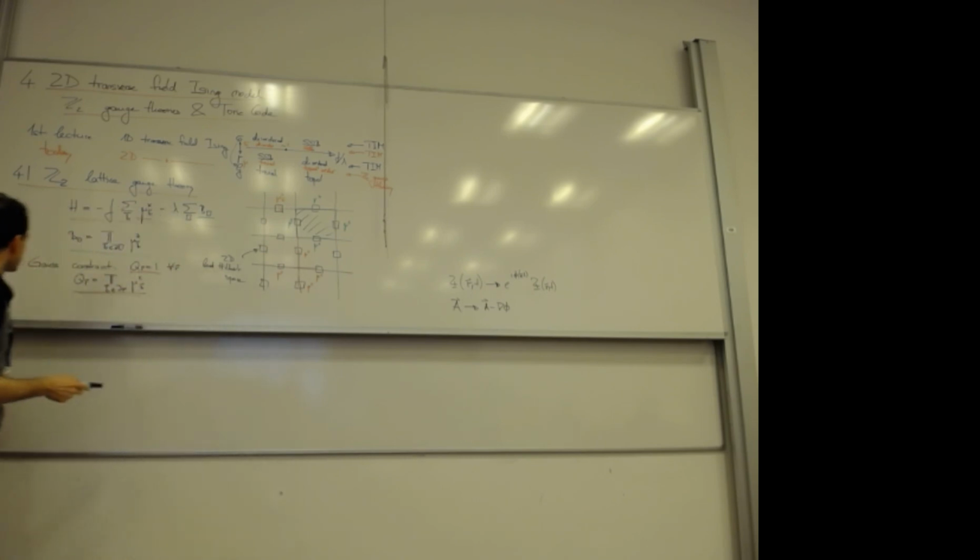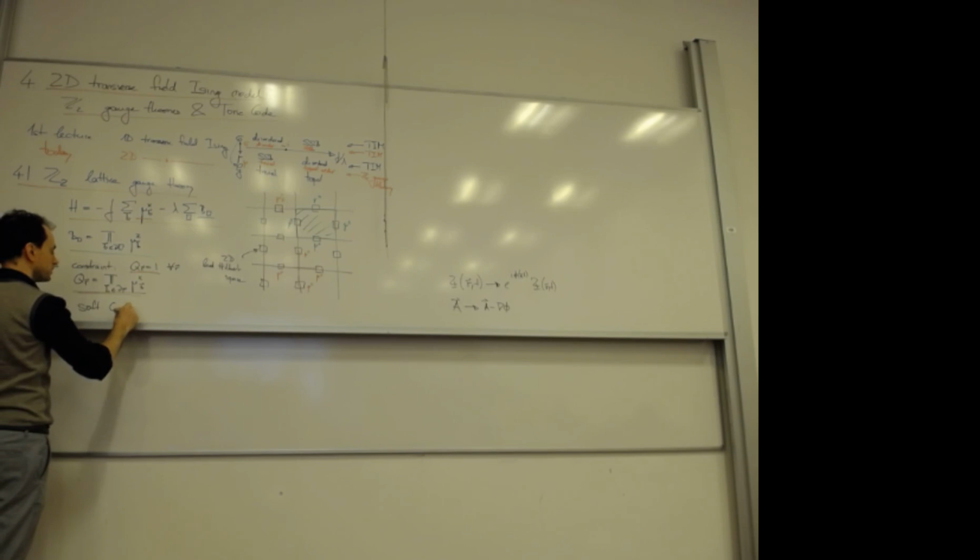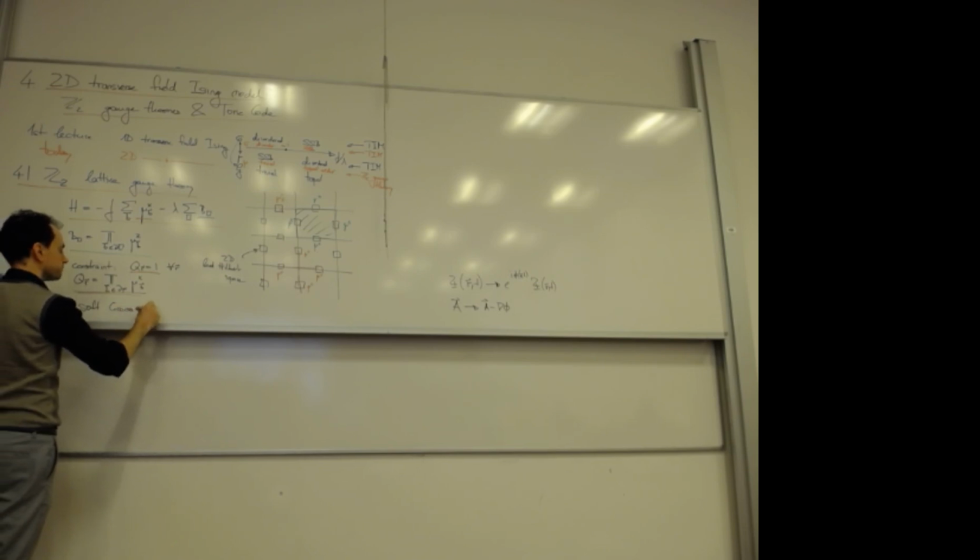Okay? So the fact that we actually can impose such a Gauss constraint is related to the fact that this is a toric code. The toric code is the same theory. It's the same theory, but with a soft Gauss constraint.